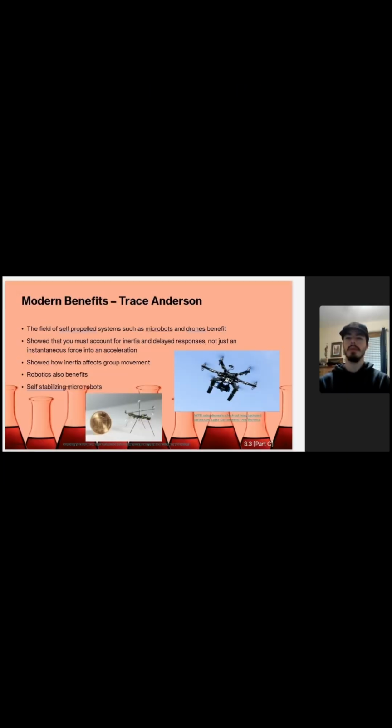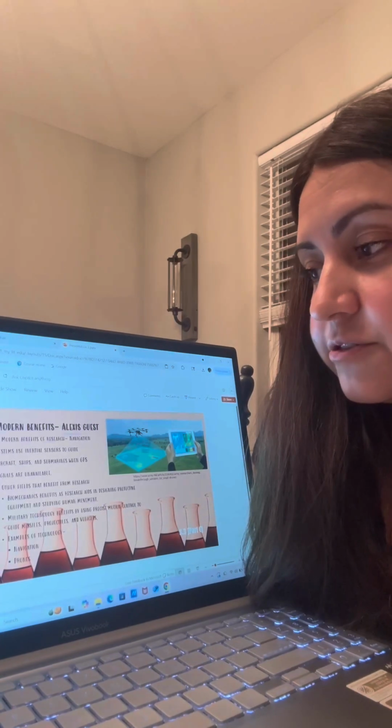So fields that benefit are the field of self-propelled systems such as microbots and drones. This experiment showed that you must account for inertia and delayed responses, not just an instantaneous force into an acceleration. It showed how inertia affects group movement. Robotics is another field that benefits from this. And self-stabilizing micro robots is something that could spawn from this experiment.